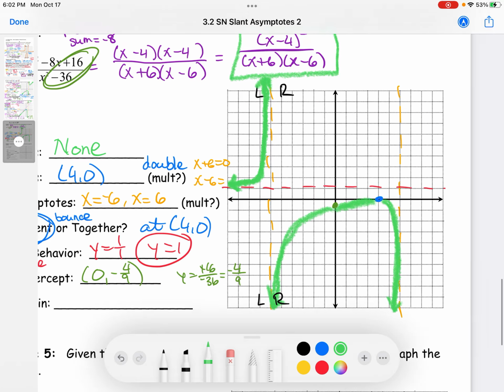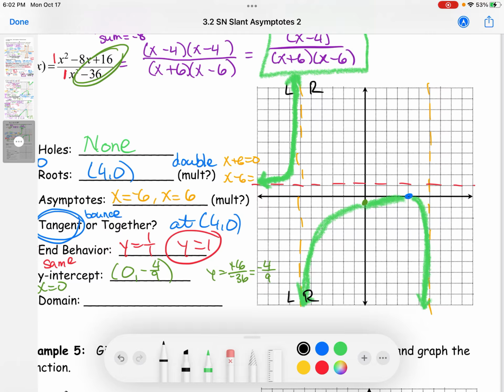Okay. At the other asymptote, at x equals positive 6, left side, right side. That left side is going down. There is no sign change, so that right side goes up. So close to the asymptote and then towards that horizontal. And here is our function.